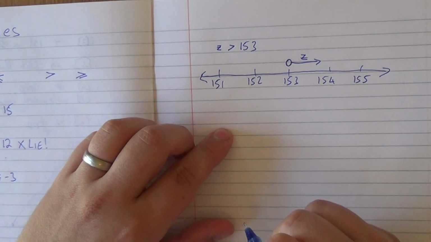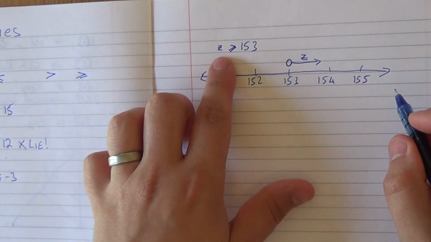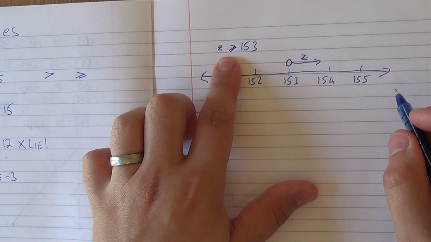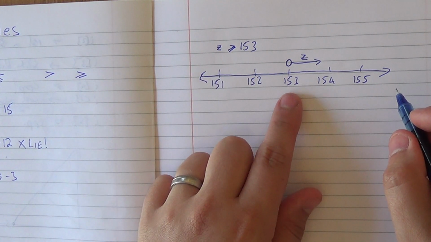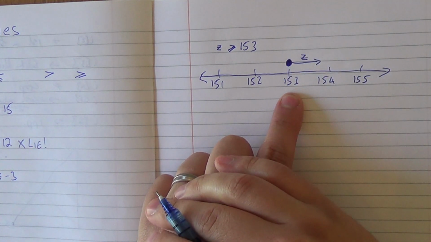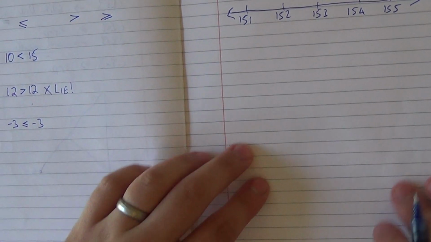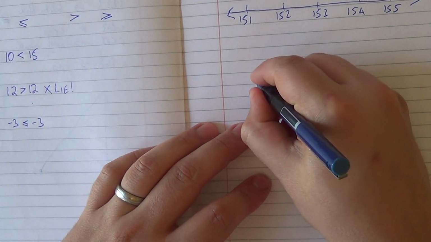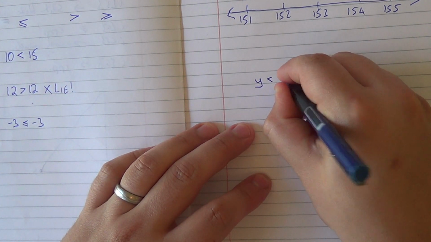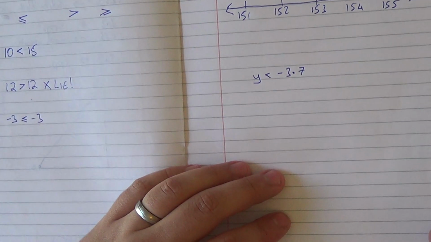Now, if I were to change this ever so slightly to include that, this would now say z is bigger than or equal to 153. So 153 would be allowed. To show that on here, this would become coloured in. And that's the only difference. We could do something with the less than as well. So let's do y is less than negative 3.7. So we're told y is smaller than that.